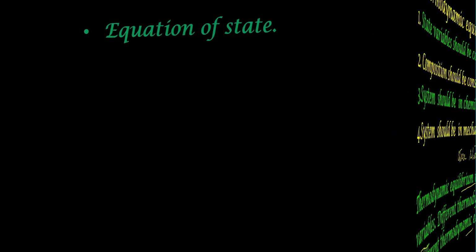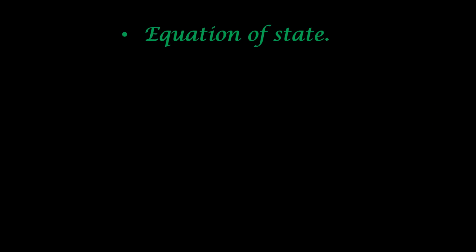The second topic is equation of state. We already know the gas equation. PV is equal to mu RT. Certain books give it as nRT, where mu is the number of moles. For 1 mole, this equation becomes PV is equal to RT. This is for 1 mole.